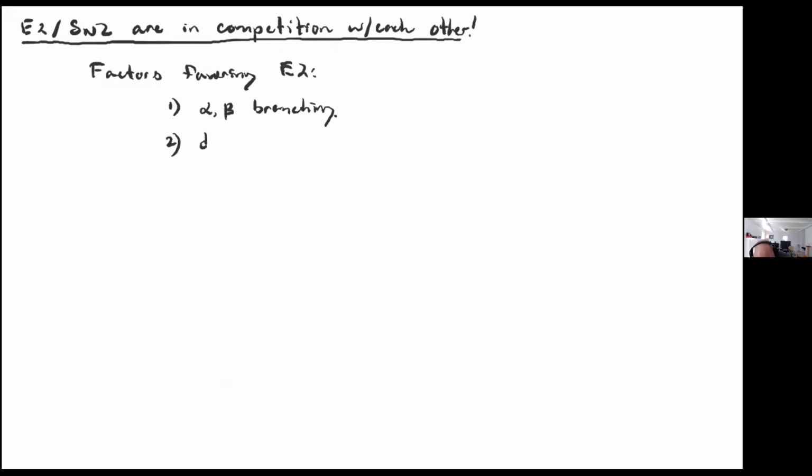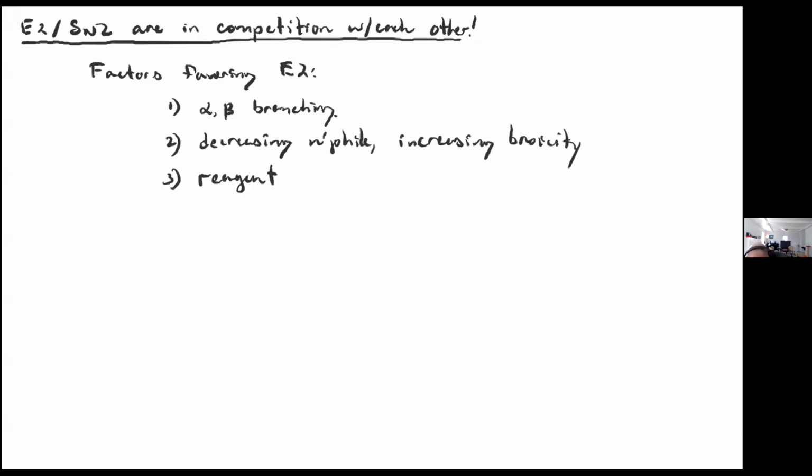So here you need to actually separate out nucleophilicity and basicity. So when your reagent is a poor nucleophile but a strong base, you're going to favor E2. And then the final thing is going to be the reagent size. Okay. And so let's unpack these a little bit. Start with the effects of branching.